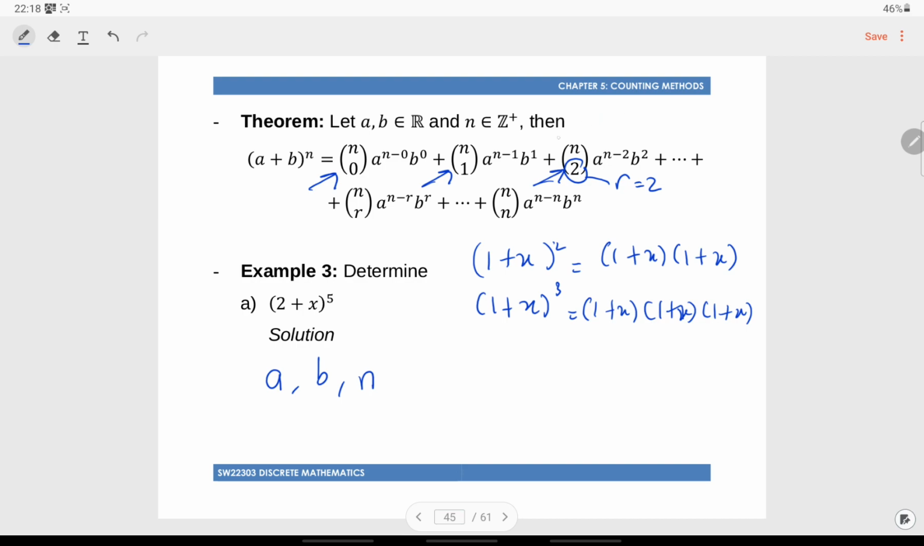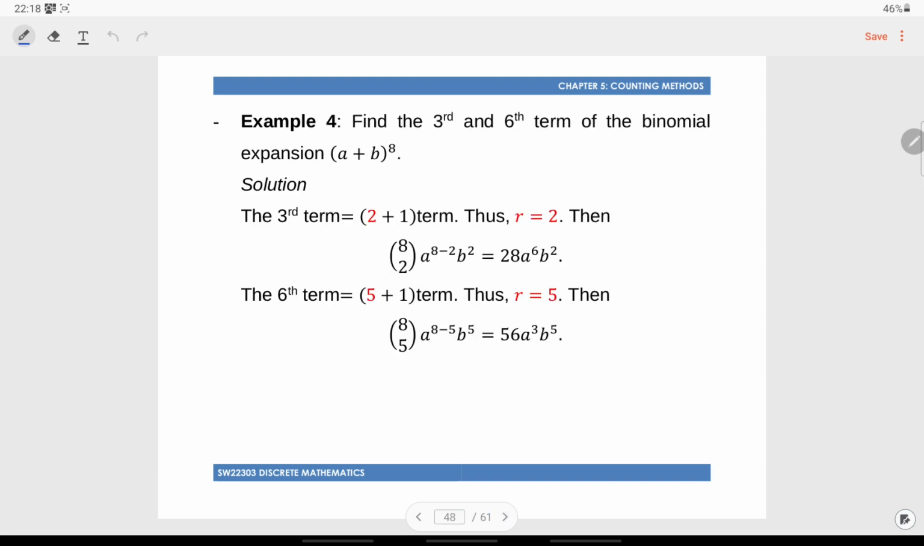So this is the formula for the third term: n choose 2, a to the power of n minus 2, b to the power of 2. So that means our r equals 2. This is the formula to compute 8 choose 2 times a to the power of 8 minus 2 times b squared, so it is equal to 28 a to the power of 6 b squared. So this is the third term in this expansion based on the binomial expansion.